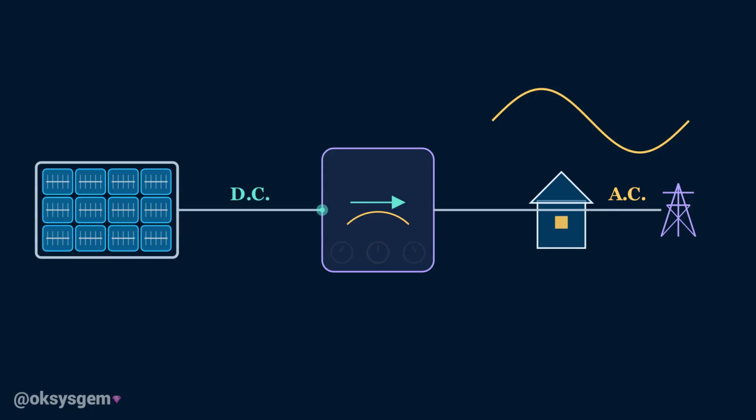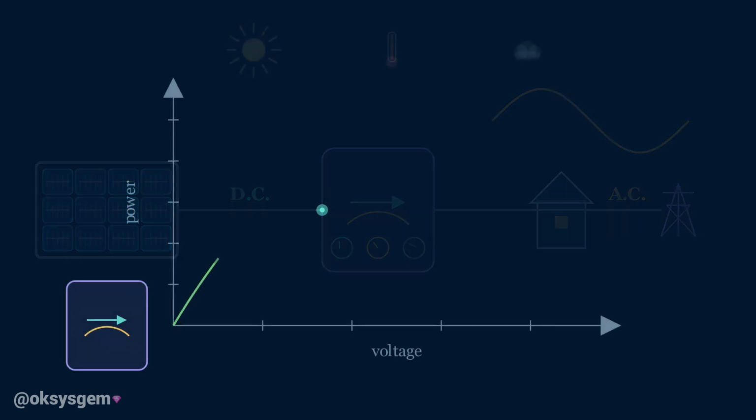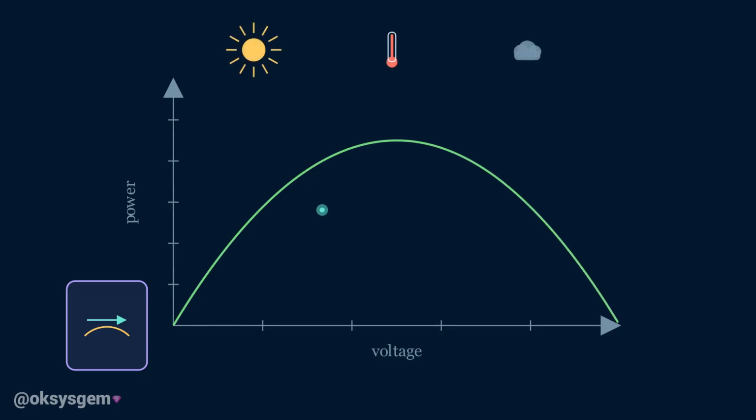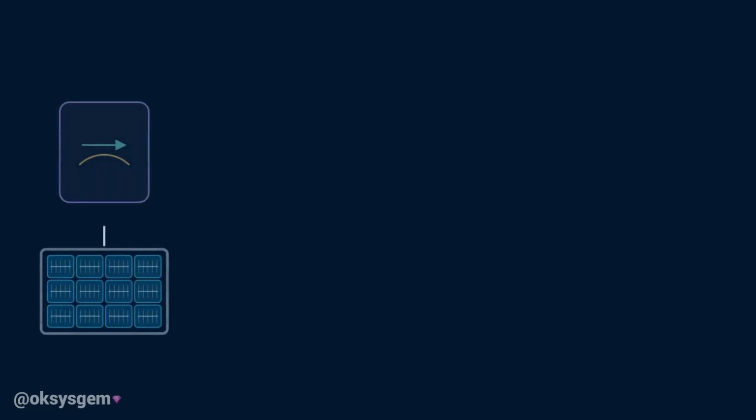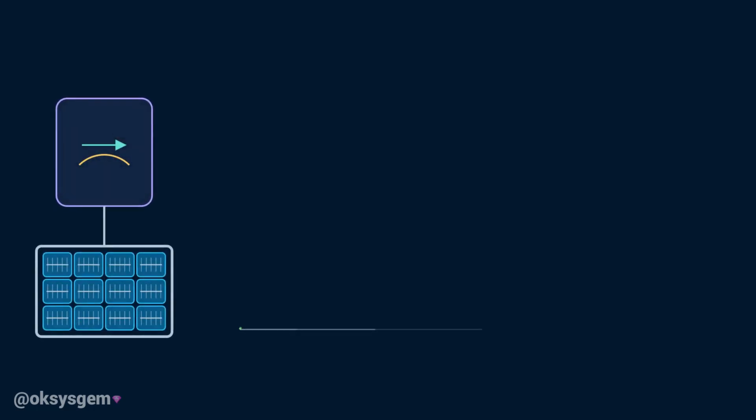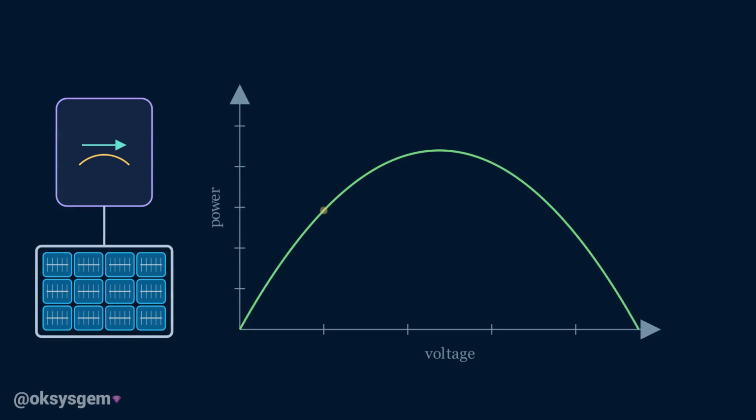A solar panel's voltage and current change depending on sunlight intensity, temperature, shading, and the electrical load connected to it. For every set of conditions, there is a particular combination of voltage and current that produces the greatest amount of power. This is called the maximum power point. Modern inverters use a process known as maximum power point tracking. The inverter repeatedly adjusts the electrical conditions and measures the result, searching for the point where the panel delivers the most power available at that moment.